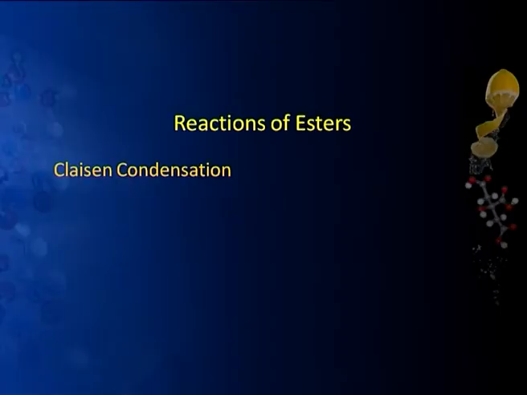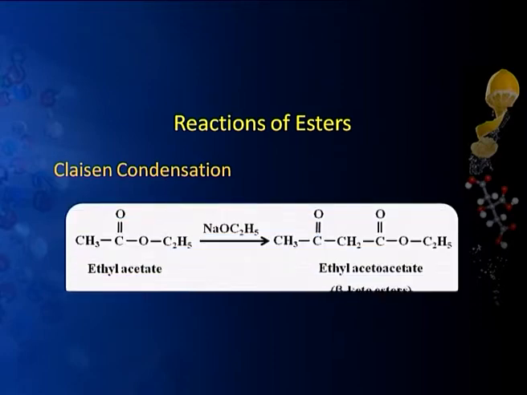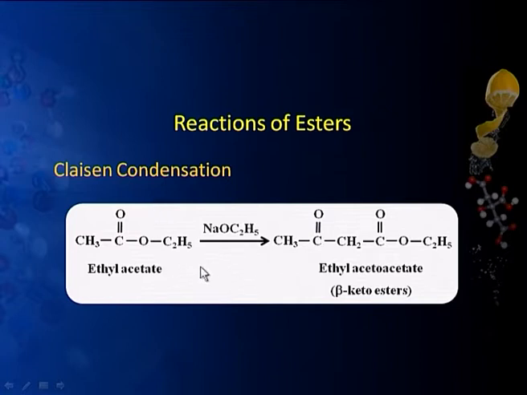Claisen condensation is related to aldol condensation. We have discussed this aldol condensation in aldehydes, and it is given by those aldehydes and ketones which have alpha hydrogen. This Claisen condensation is also given by those esters which have alpha hydrogen. The reaction involves the treatment with a strong base like sodium ethoxide, sodium alkoxides are used.